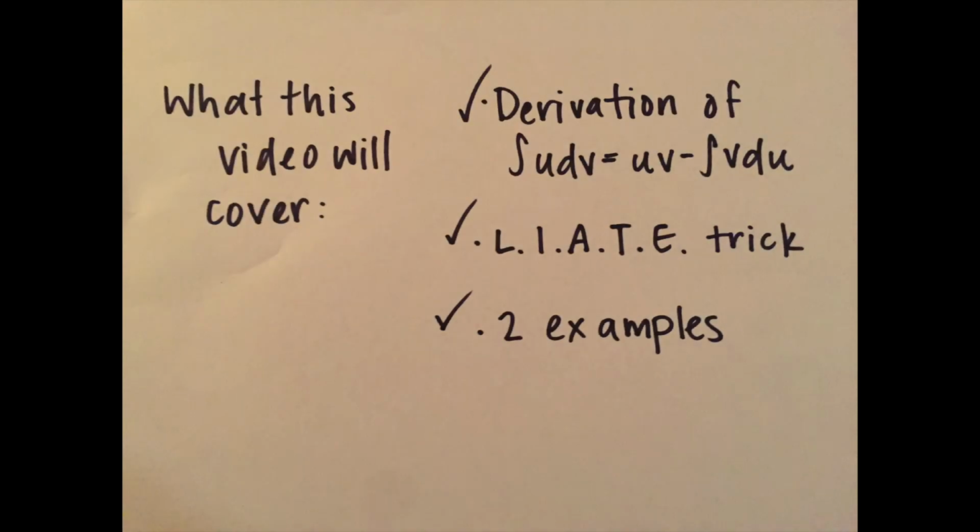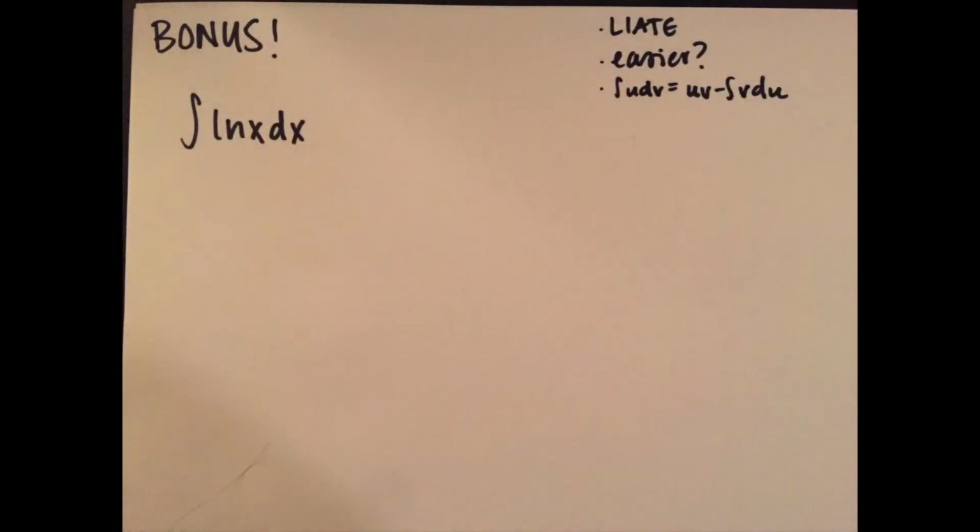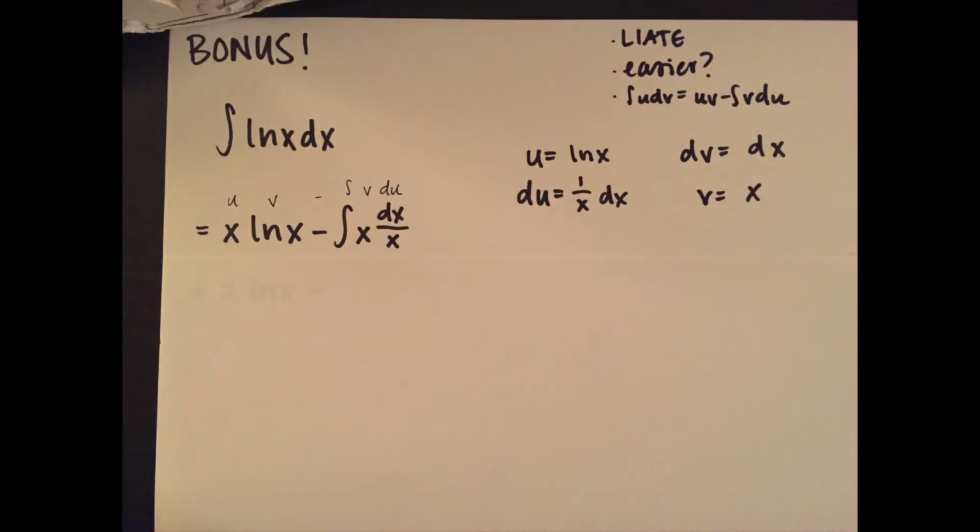So I know I said I only had 2 examples, but let's try one more. We'll call this one a bonus one. This integral is going to be the integral of ln of x dx, mostly because I just wanted to use the L in LIATE. So our u is going to be ln of x, making our dv just dx. Kind of weird, kind of cool. So du is going to be 1 over x dx, or dx over x.